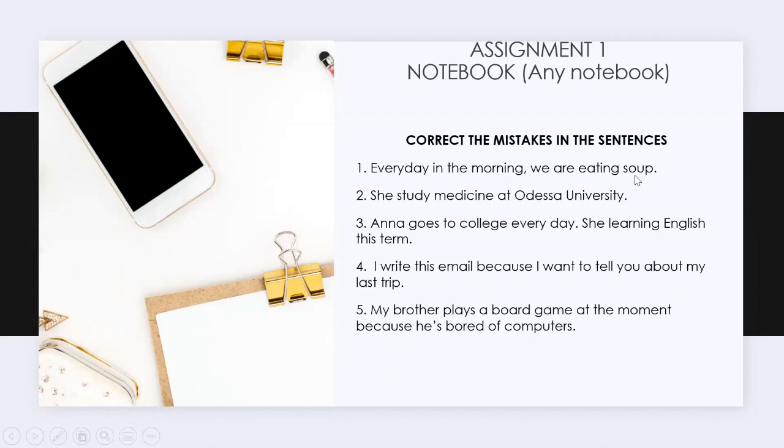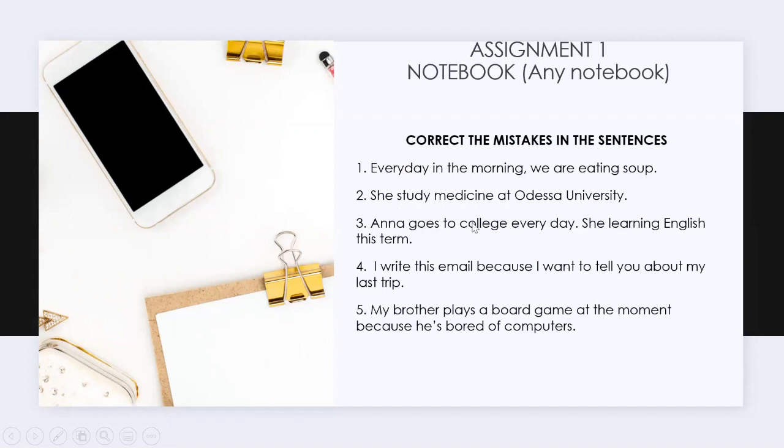We're using the simple present because it's something that happens again and again. The key word is every day. So it happens over and over again. So every day in the morning we eat soup. That's the correct answer. Just write the correct answer. Every day in the morning we eat soup.